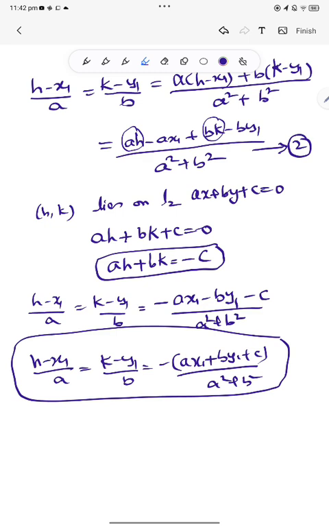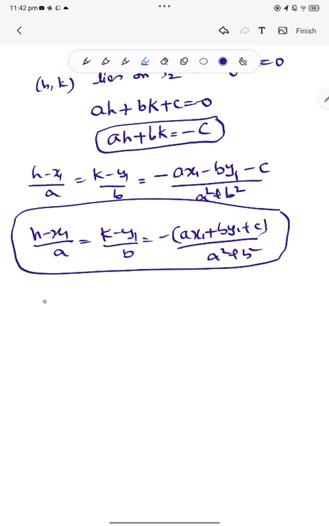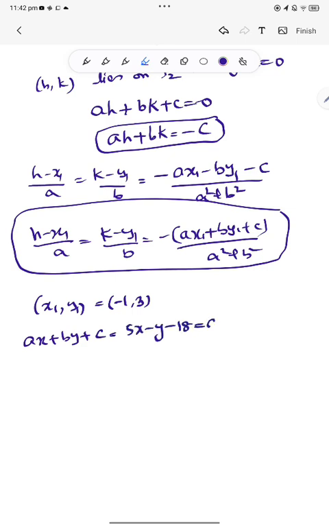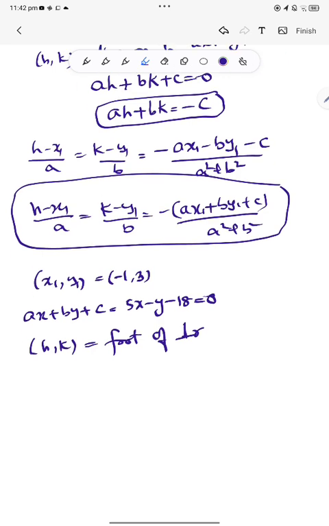So we have one question in which we have to use this formula to get the answer. The question here is, if I am having a point (x1, y1) as (−1, 3), and our equation ax + by + c = 0 is 5x − y − 18 = 0, we have to find the value of (h, k), that's my foot of perpendicular. This can be asked with the theorem, and it can be asked for a complete 7 marks. So we'll substitute in the formula.